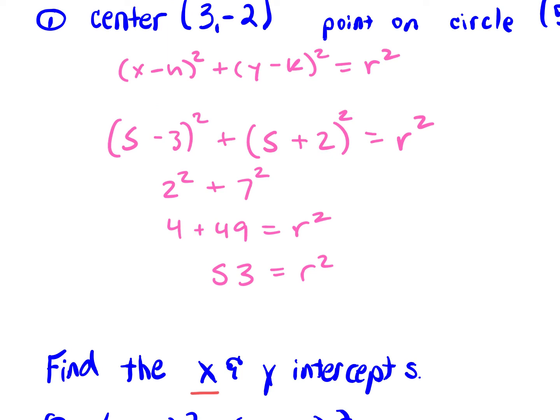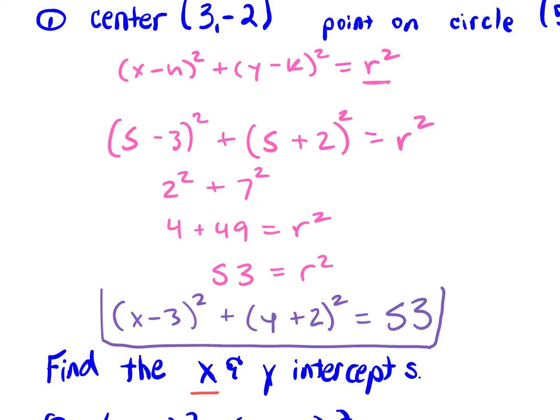You don't have to take the square root of 53 because it's just r squared that goes into our standard form. So I'm going to plug in h, k and r squared. So I have x minus 3 squared plus y. So it'll be plus 2 because it'll be minus negative 2. So plus 2 squared is equal to 53. That's our standard form.